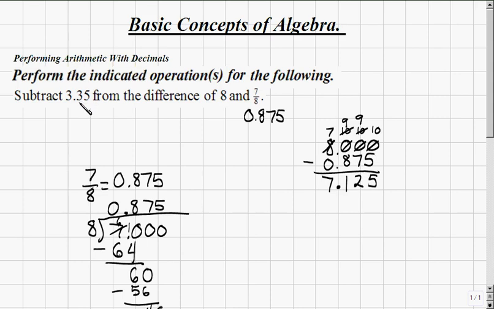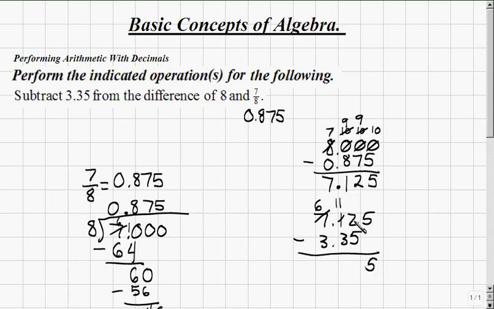For the final part of our answer, we wish to subtract 3.35 from this answer. So 7.125 minus 3.35. Subtracting vertically, we see that 5 minus nothing is 5. But again, we cannot subtract 5 from 2 or 3 from 1. So we need to borrow from the 7. The 7 will become a 6. And borrowing a whole unit will make 1 into 11.